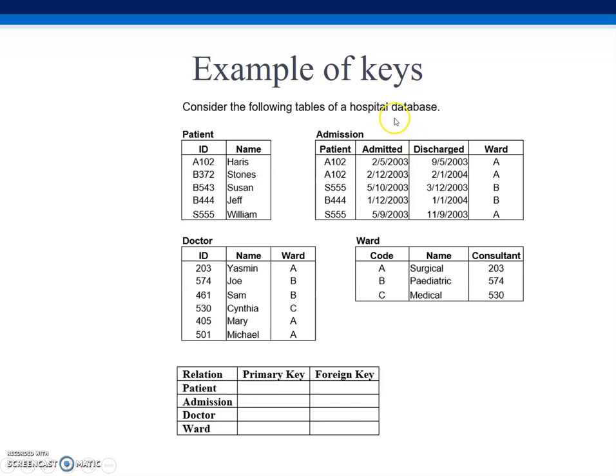So here is an example of keys, and I would like all of you now to take this time to analyze this hospital database. There are 4 relations here: patient, admission, doctor, and ward, and identify the PK and the foreign key. Alright, and we will discuss this shortly.